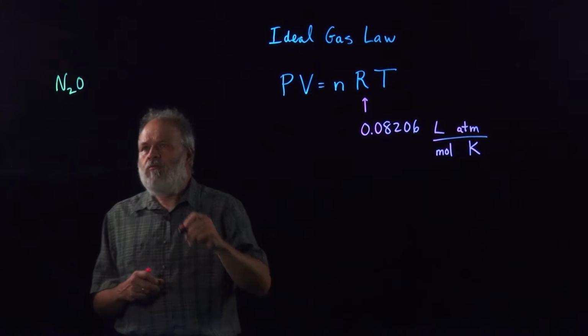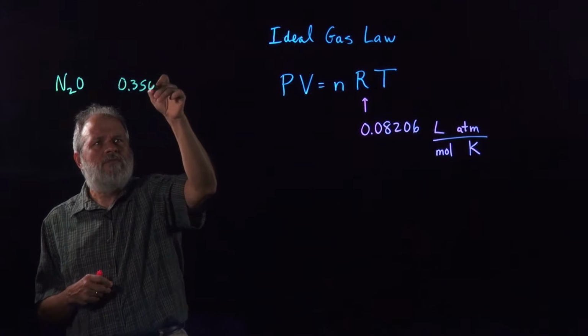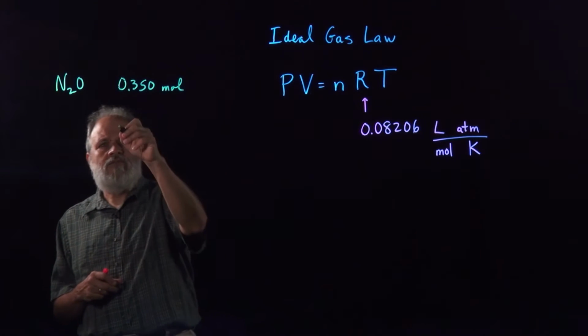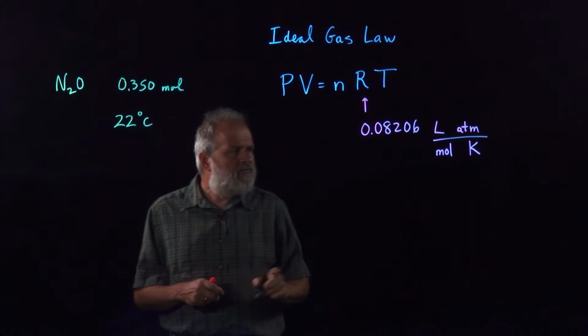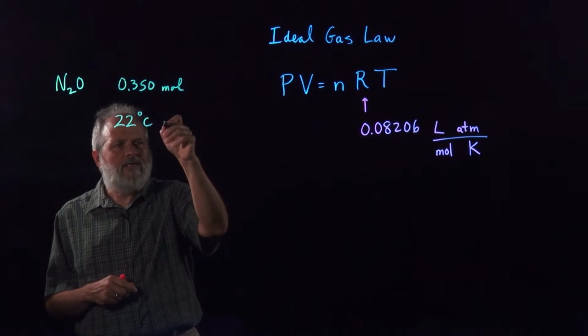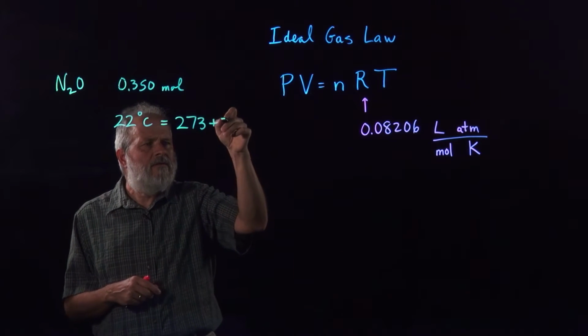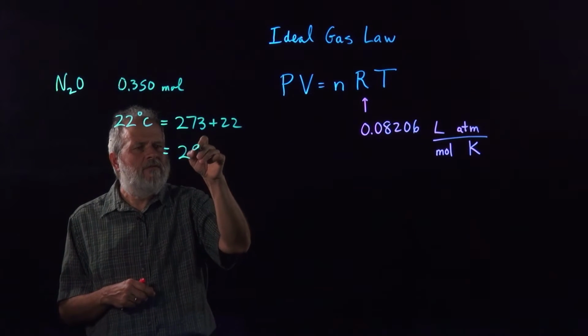and let's say we have 0.350 moles of laughing gas, and it's at 22 degrees centigrade. All right, well, first of all, it's not the correct temperature unit. We add 273 to get Kelvin, and so that's 295 Kelvin.